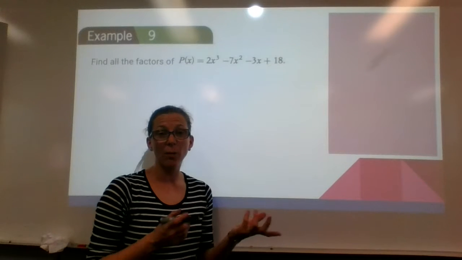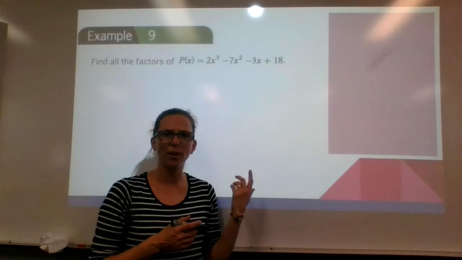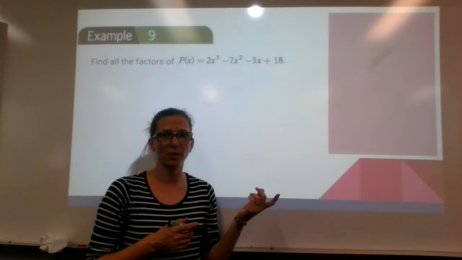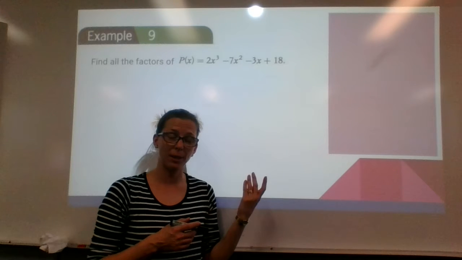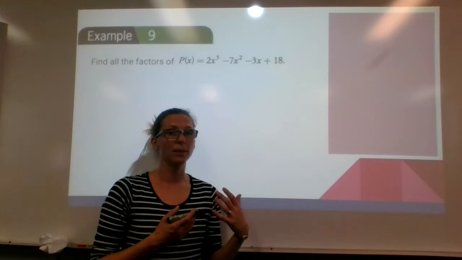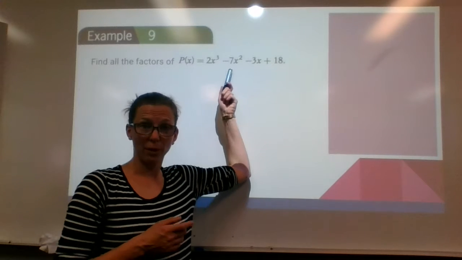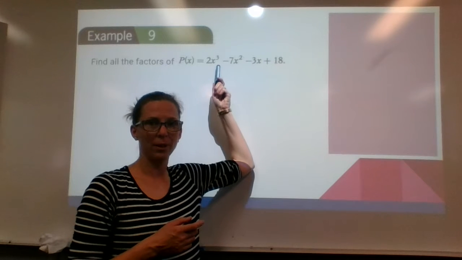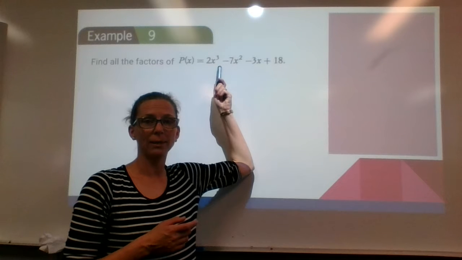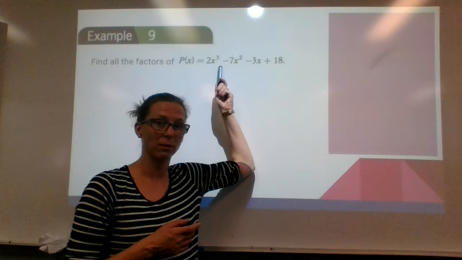Hi there. So now we're going to have a go at using the factor theorem in a question. This question says find all the factors of the polynomial 2x cubed subtract 7x squared subtract 3x plus 18. So I guess the first thing I need to do is have a bit of a sense of how many factors I'm looking for. Because this is a cubic function, there's going to be up to 3 places where it crosses the x-axis. So I'm looking for up to 3 factors.